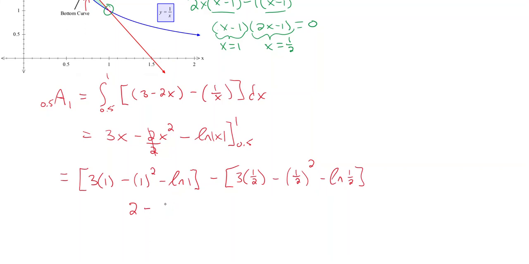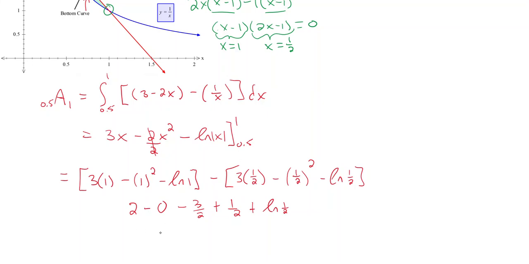If we think about the natural log of 1 for a second, that's the same thing as log base e of 1. Another way of saying that is e to the power of what is equal to 1? Well, that'd be 0. So we can actually just call this 0 right now. So minus 0. And then this will become minus 3 over 2, and then plus 1 over 2, and then plus natural log of 1/2.